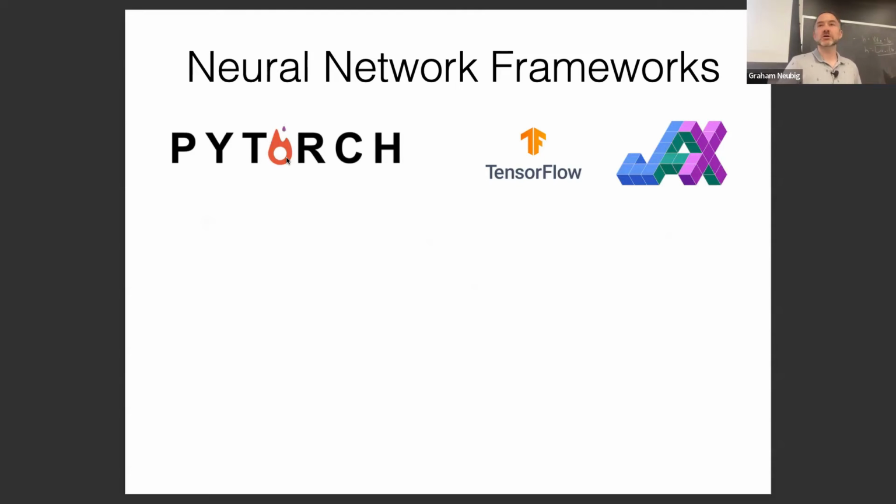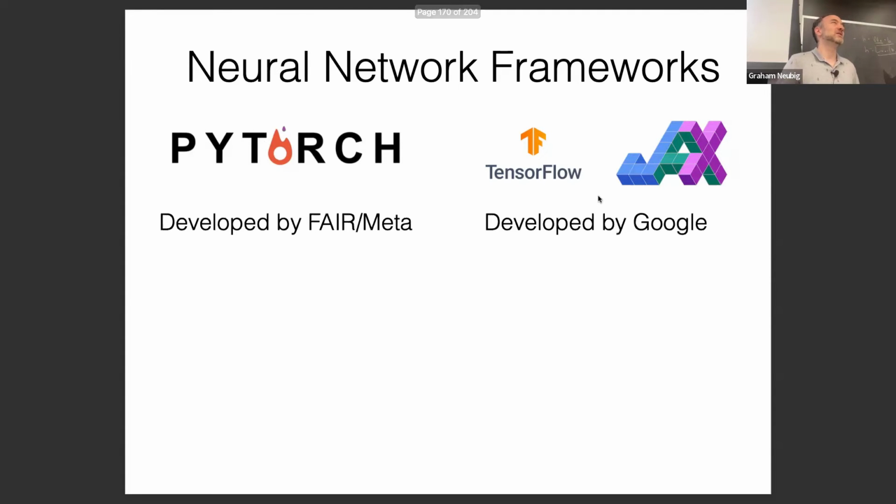The first one is PyTorch. This is what 98% of the people in this class should probably be using. Then there's JAX. I wouldn't say 98, maybe 90, 95. I'd be happy to have 5% of adventurous people.